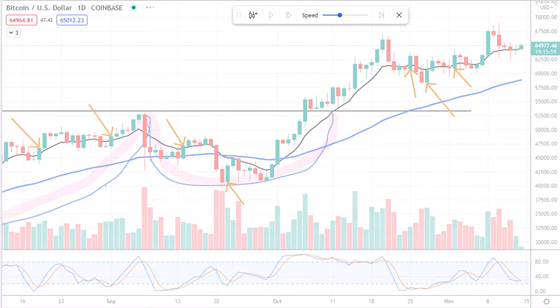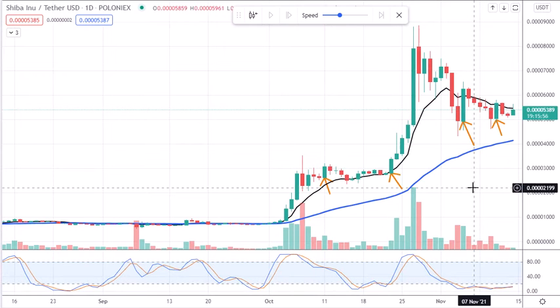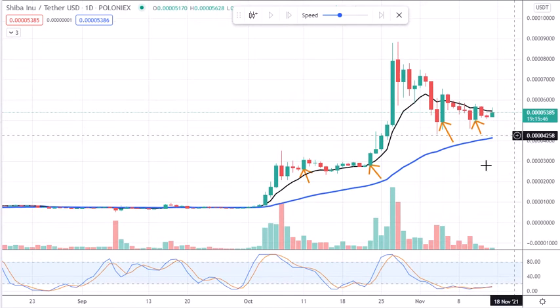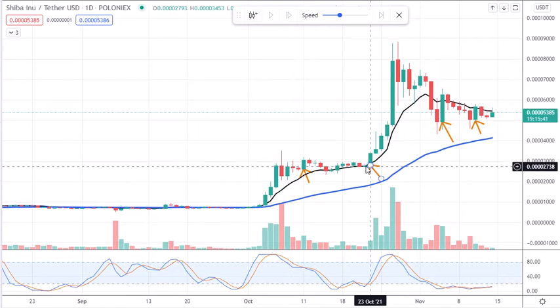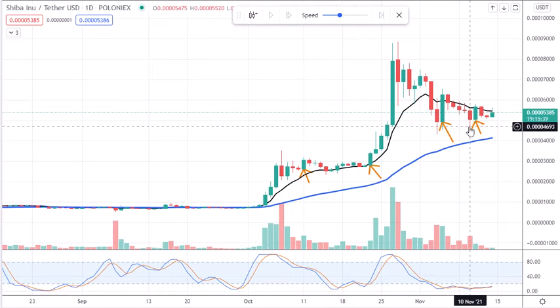I've just gone through my watch list and put these on there, and I didn't choose any out of the box to make them look special or anything like that. I just did my watch list to see what they look like. And here we are with Shiba, and here we've got an engulfing pattern there, an engulfing pattern there, an engulfing pattern there, and an engulfing pattern here.